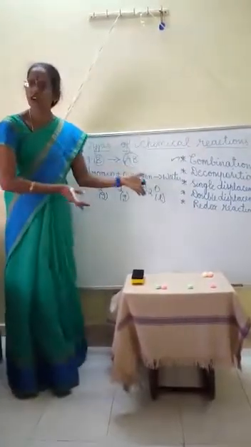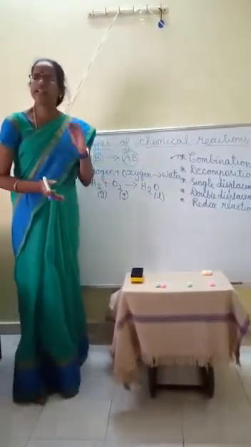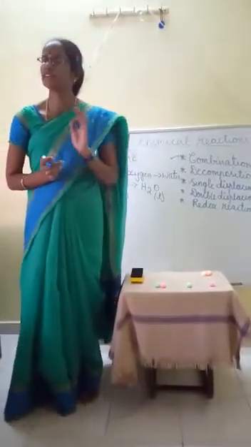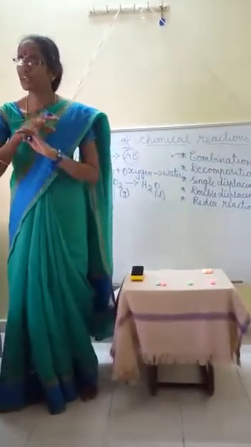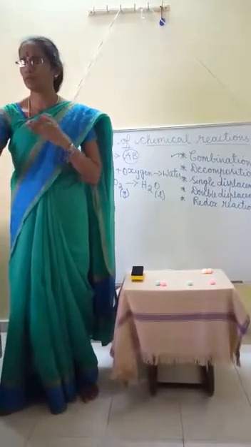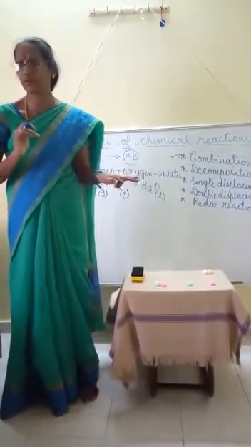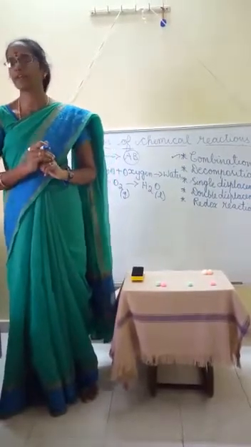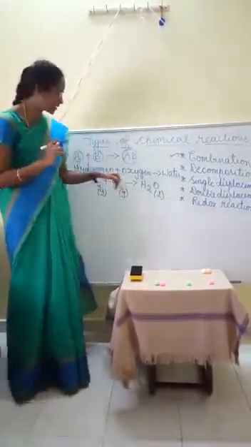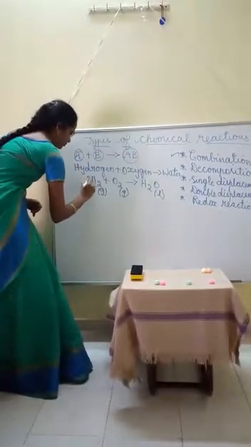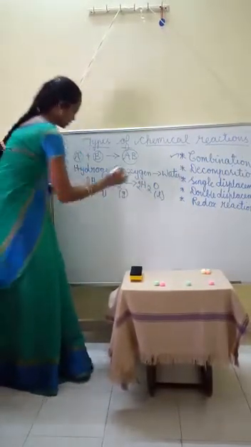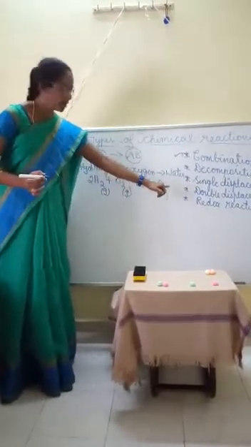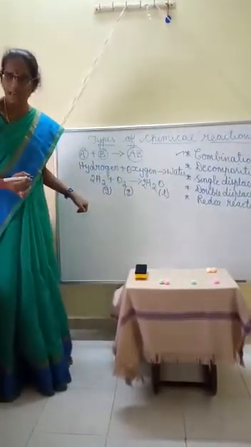And also see this equation. This equation is not balanced. As per the law of conservation of mass, matter cannot be created or destroyed. So we cannot create atoms during the chemical equation. So what we have to do? We have to balance the chemical equation. How to balance it? 2H2 plus O2 gives 2H2O. Now the equation gets balanced.